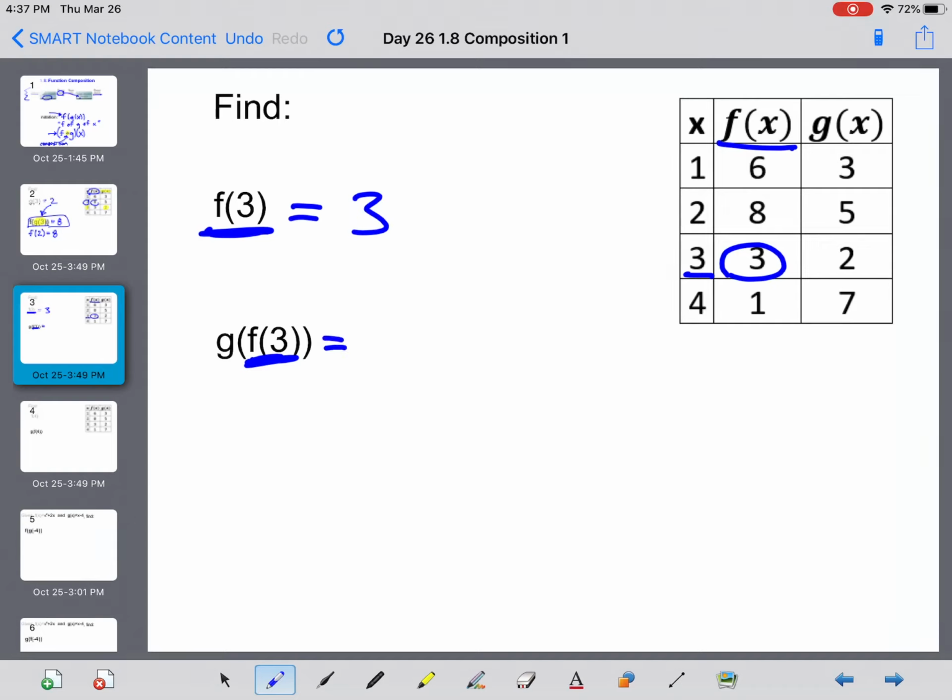So I could rewrite g of f of 3 as g of 3. That is my equivalent problem because I'm going to plug in 3 for f of 3 because that's what I got from my table. So now reevaluate with function g, at an input value of 3. So it looks like we're going to get 2. So g of f of 3 is equal to g of 3, which is equal to 2.